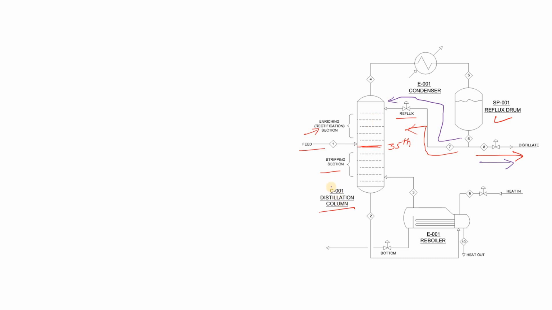This could be your distillation column or any type of column where you are doing the separation. Please get this point, that point is very important. So what we have done here is we have sent the reflux at the top tray.